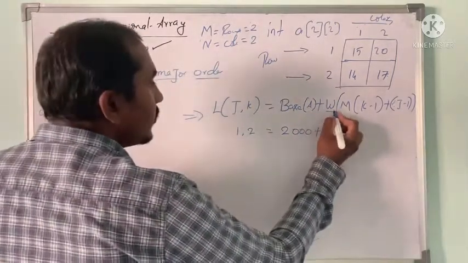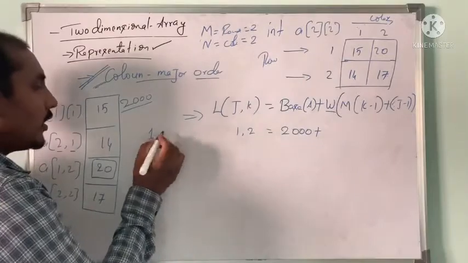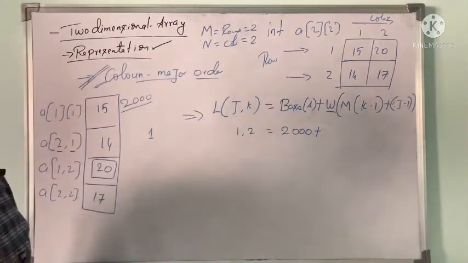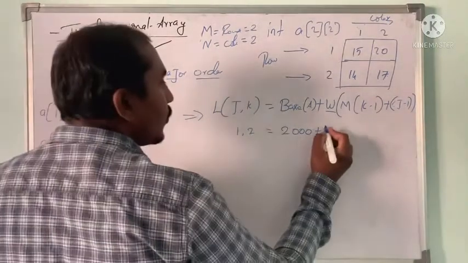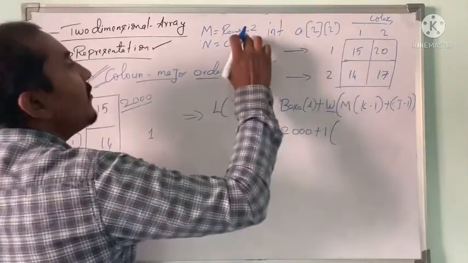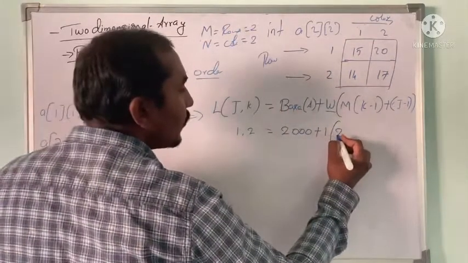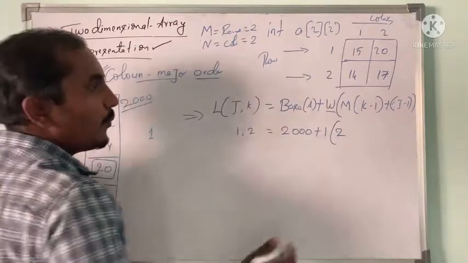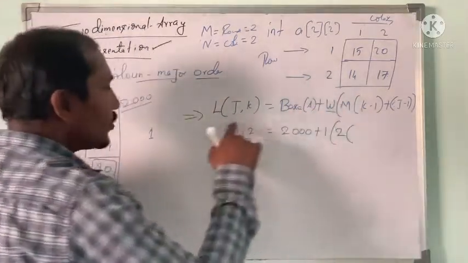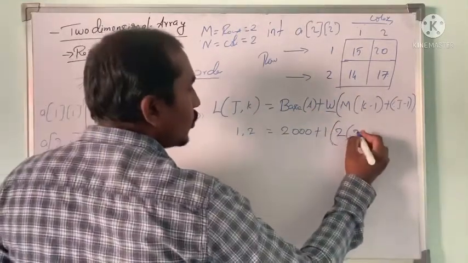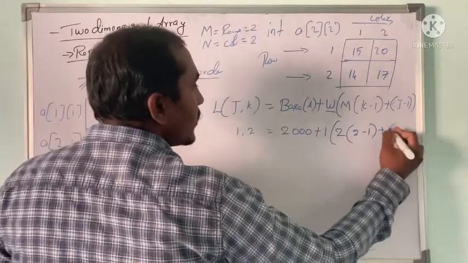And width, the word length, we are going to represent it as 1. So word length is 1. M will be represented by 2 because the number of rows we have is 2. Followed by the k value, which is 2. That is 2 minus 1 plus j, which is 1.